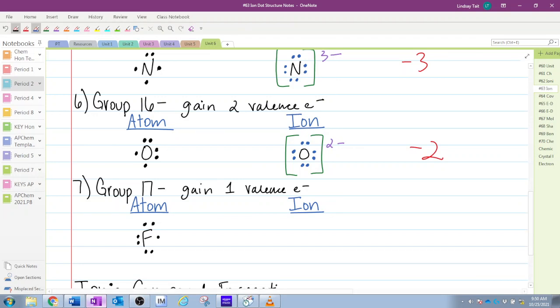Gain 1 valence electron, which means for my ion, step 1, symbol. Step 2, dots. 1, 2, 3, 4, 5, 6, 7, 8 for the original 7 plus the 1 that it gained. Step 3, brackets. Step 4, charge. You can just put a negative sign. But yes, that would mean a -1 charge for any of your halogens when they form ions.